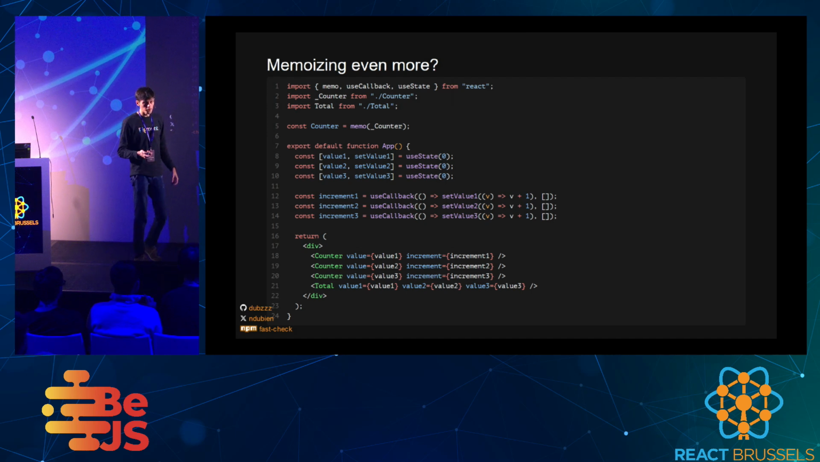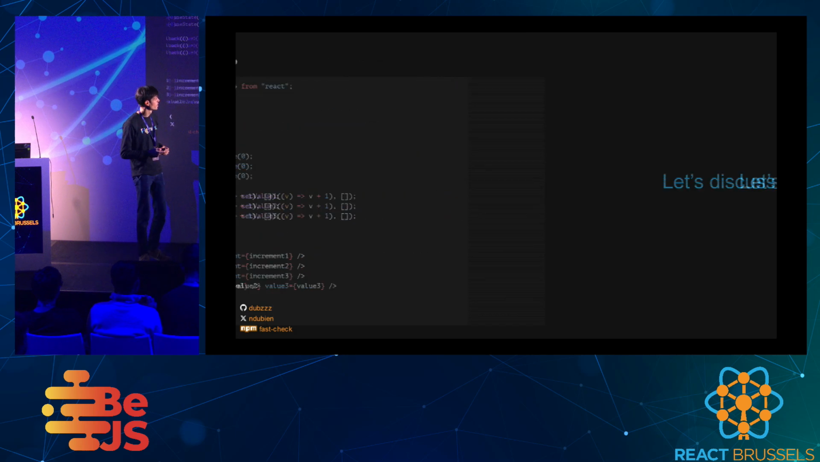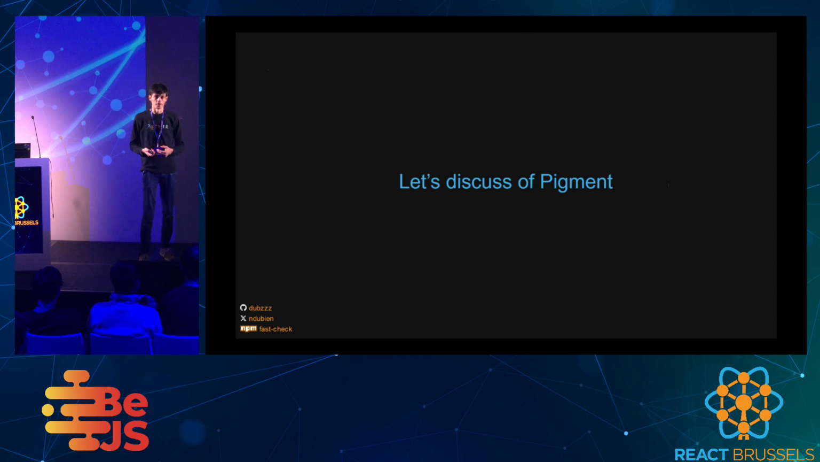But if you remember the previous slides, there is still a problem. React compiler was not that fine-grained reactive. It's great, it's doing a lot of things, and it will optimize lots of applications, but maybe it's not enough for some contexts, for some applications. So let's discuss Pigment.